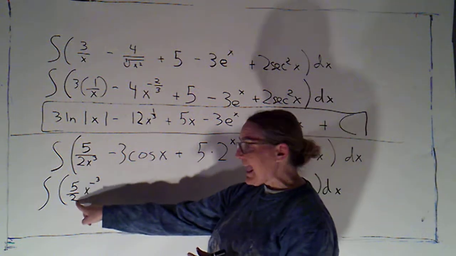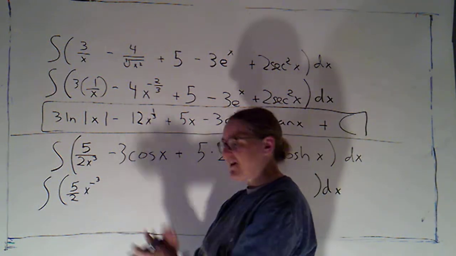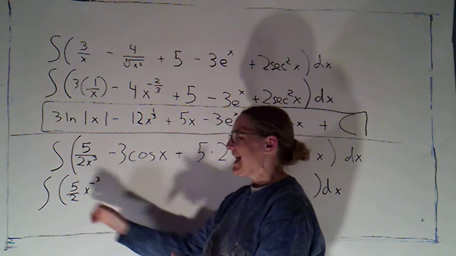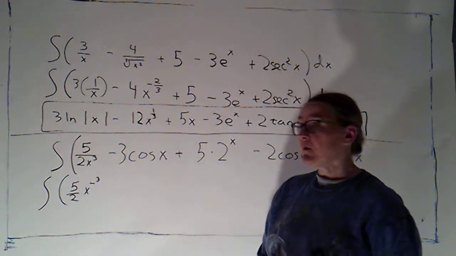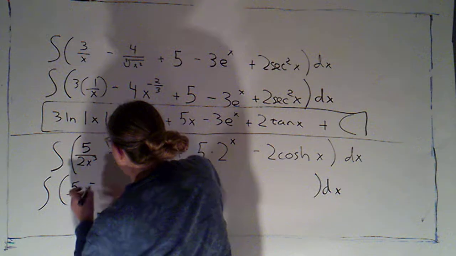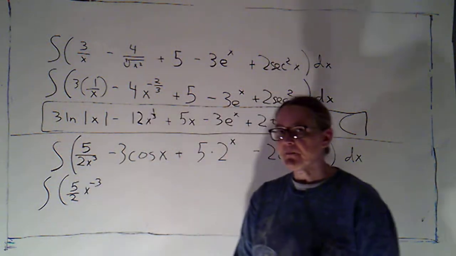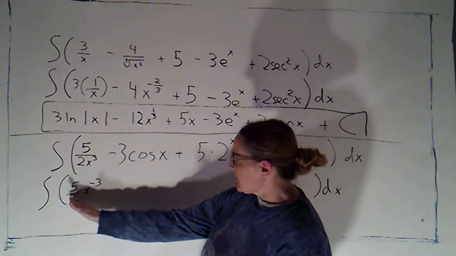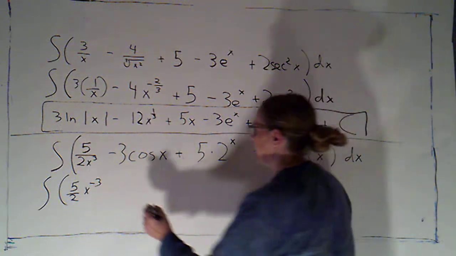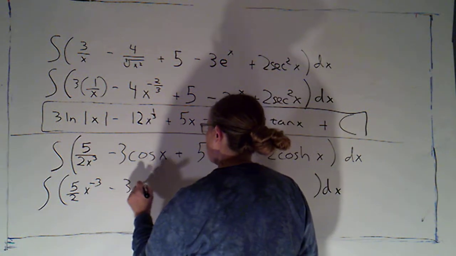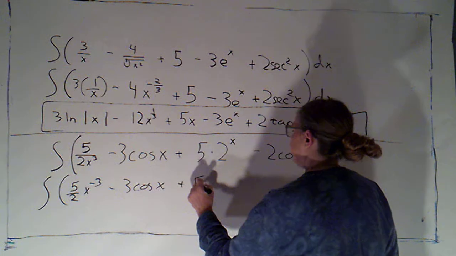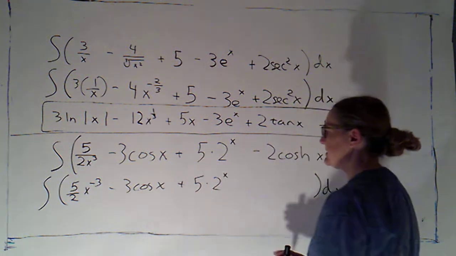Notice the 5 and the 2, that fraction 5/2, that's the coefficient. The 2 is on the bottom as well, but it's not taken to the negative 3rd power. So I really need to just deal with that as being part of the constant. Okay. Then minus 3 cosine x plus 5 times 2 to the x.